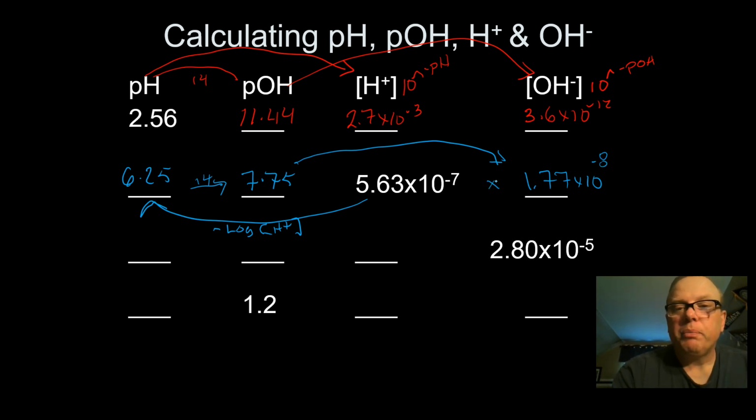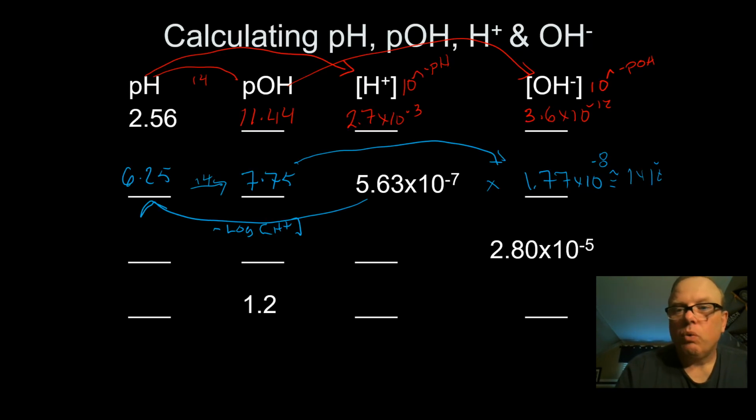By the way, if you multiply hydrogen ion and hydroxide concentration together, they're going to be somewhere around 1 times 10 to the negative 14. Okay. Now, let's go and do the third line along here.